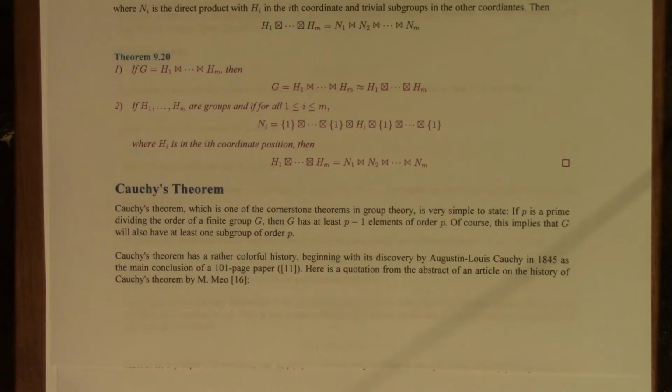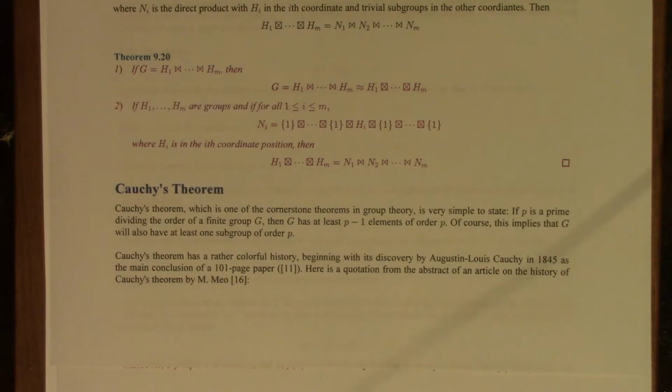This isn't quite how you usually see the statement of Cauchy's theorem. Usually it'll simply say that if P is a prime dividing the order of the group G, then G has an element of order P. But in fact, the proof that we will give shows that there's at least P minus 1 such elements.